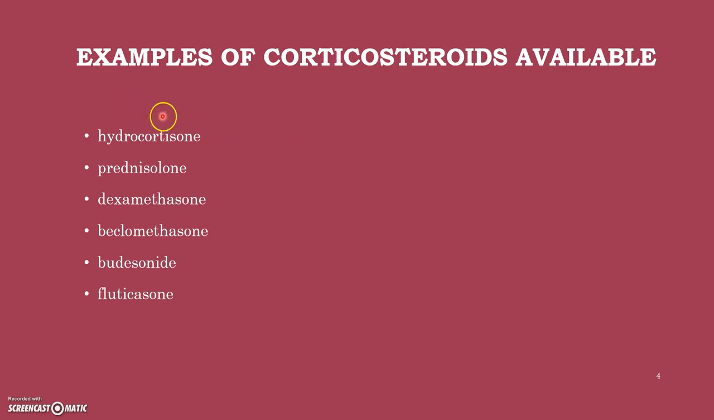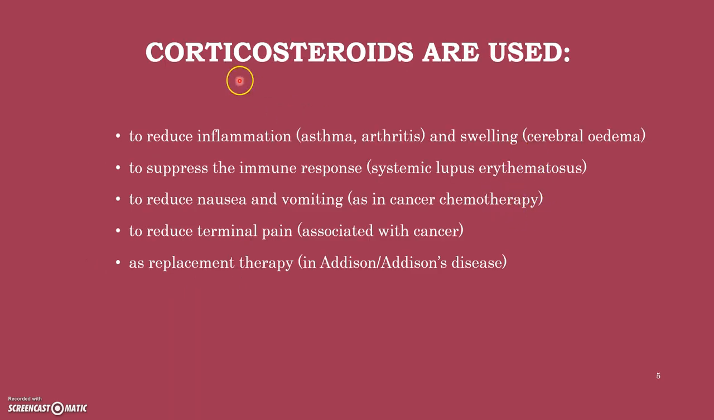Some examples of commonly used corticosteroids include hydrocortisone, prednisolone, dexamethasone, beclomethasone, budesonide, and also fluticasone. They are used mainly to reduce inflammation, for example in asthma and arthritis, and also to reduce swelling in cerebral edema, and to suppress the immune response in systemic lupus erythematosus, SLE.